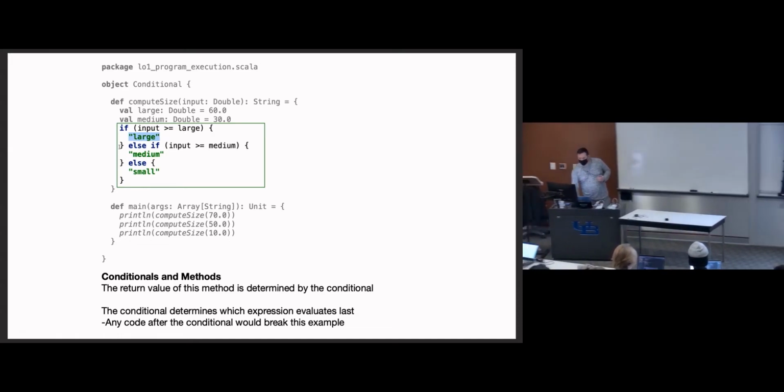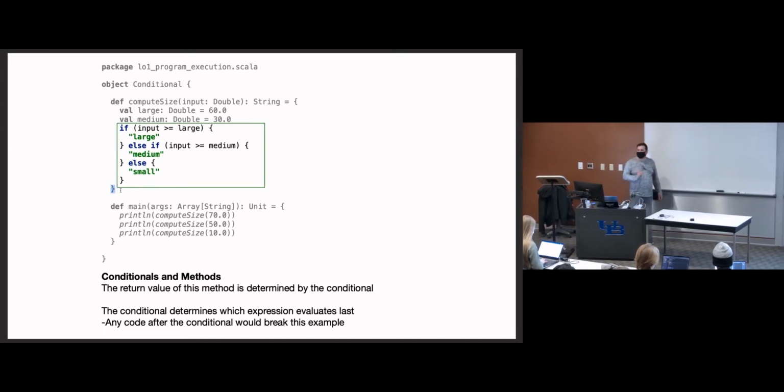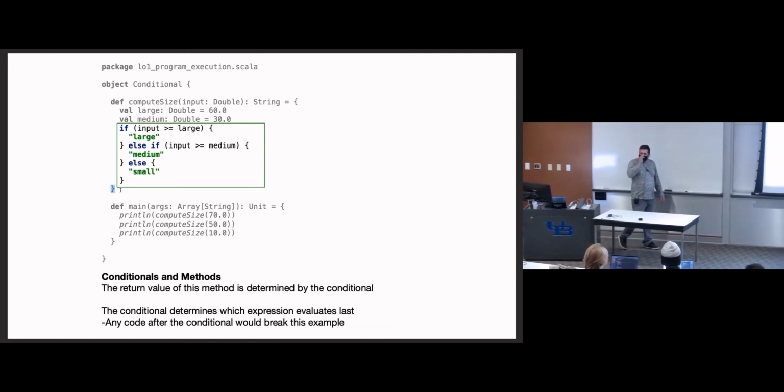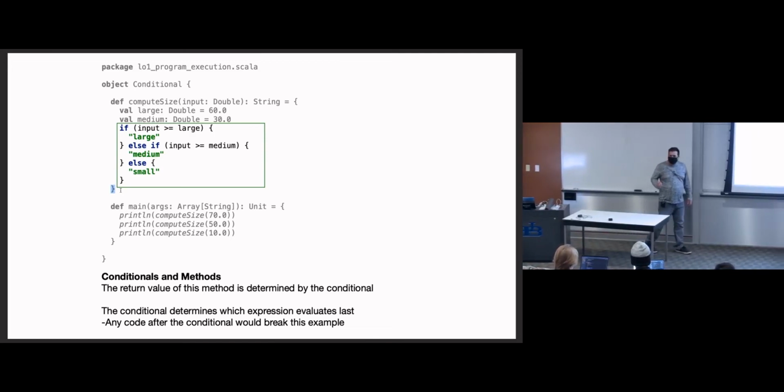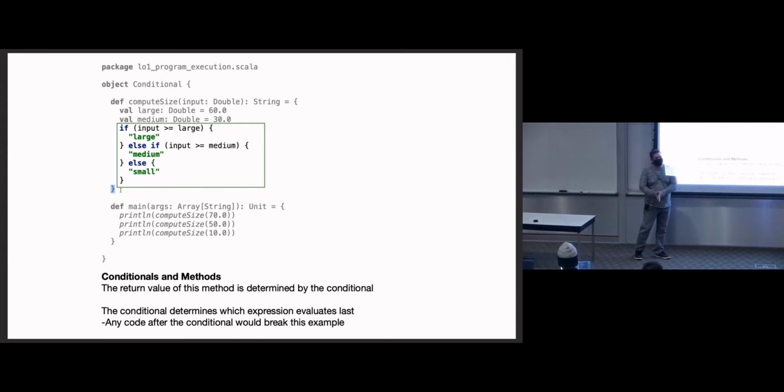We hit a closing brace. We skip the rest of the else statement. We hit the closing brace. The method ends. And the last expression that was evaluated was the string literal large. That's what's returned. The last expression that's evaluated.